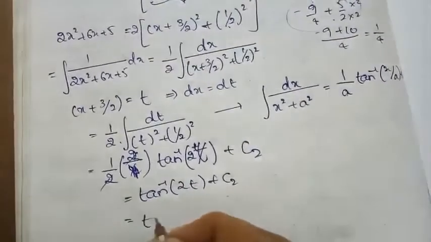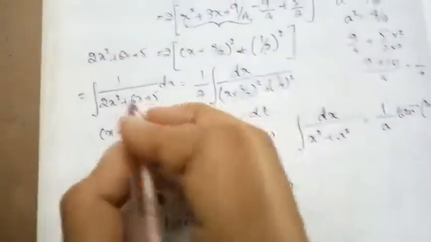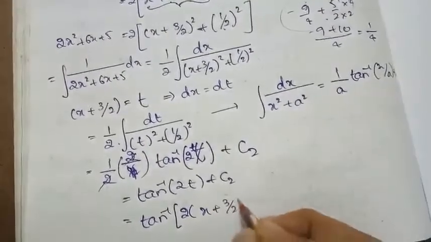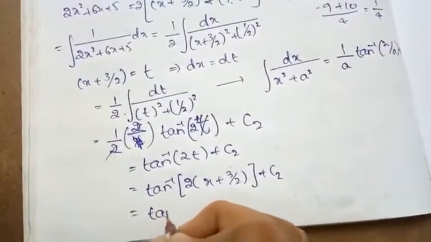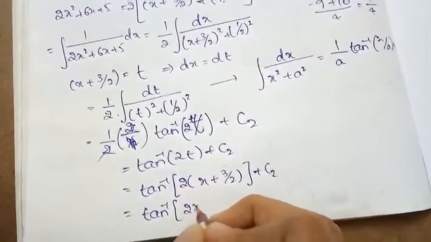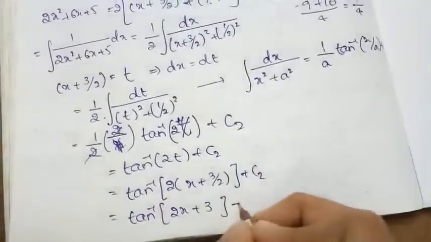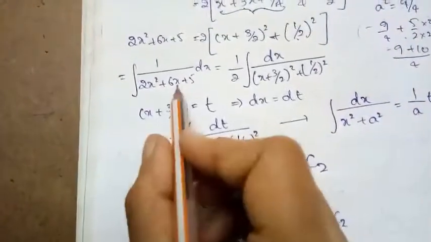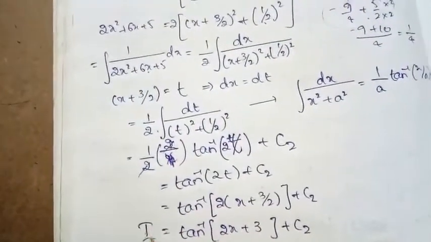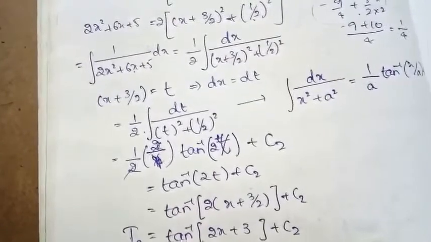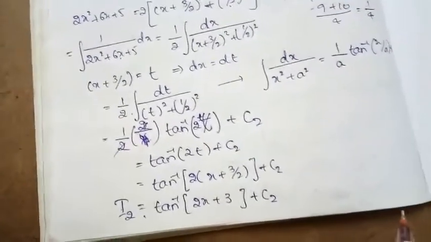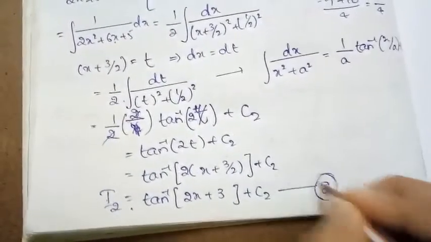So what is the value of t here? That is nothing but tan⁻¹ of 2 times (x + 3)/2 + c2. If I multiply that 2, it is nothing but tan⁻¹(2x + 3) + c2. This is the value of our integral, that is nothing but our I2. So we got the value of I2 as tan⁻¹(2x + 3) + c2. I call this equation 2.